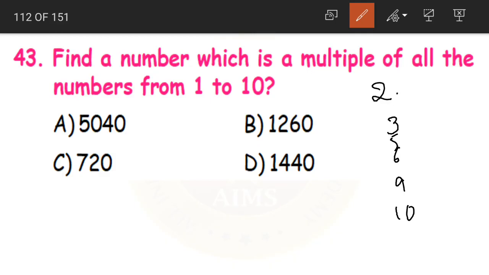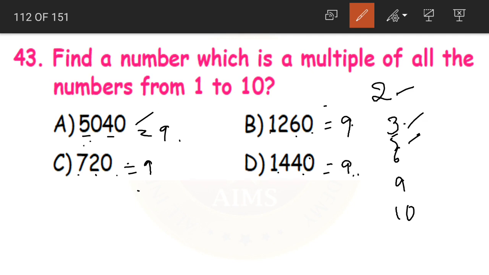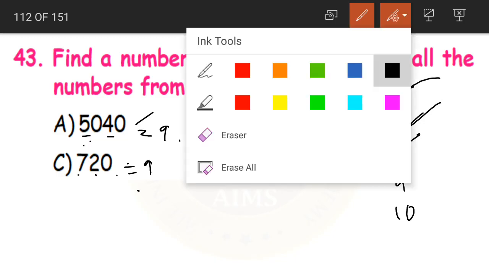Now for a number to be divisible by 2, it should be an even number. So all are even numbers. For it to be divisible by 3, the sum of the digits should be divisible by 3. 5 plus 4, 9. 1 plus 2 plus 6 plus 0, 9. 7 plus 2 plus 0, 9. 1 plus 4 plus 4 plus 0 is also equal to 9. All the sums of the digits are divisible by 3. So all the numbers are divisible by 3 as well.